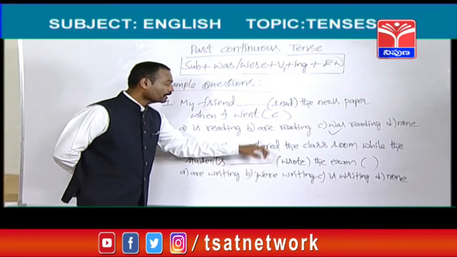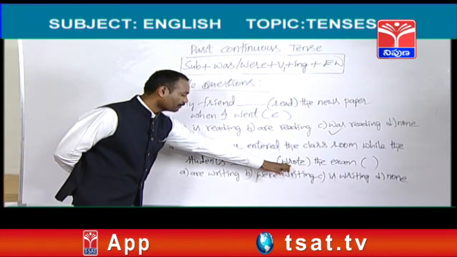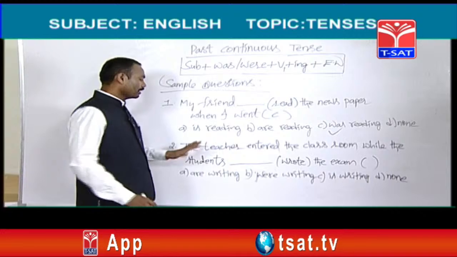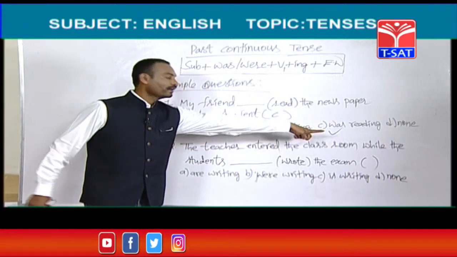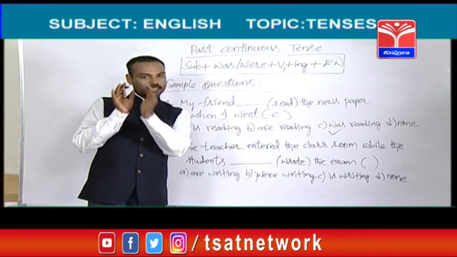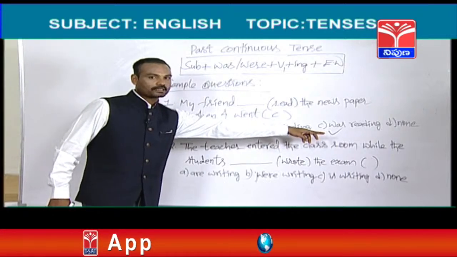The teacher entered the classroom while the students dash, under the bracket one verb has been given here, the exam. So friends, come on, where is the keyword? The teacher entered the classroom while. While is the keyword. So I have already told you that in this tense there are two keywords. They are when and while. So while is there. That is the keyword of past continuous.